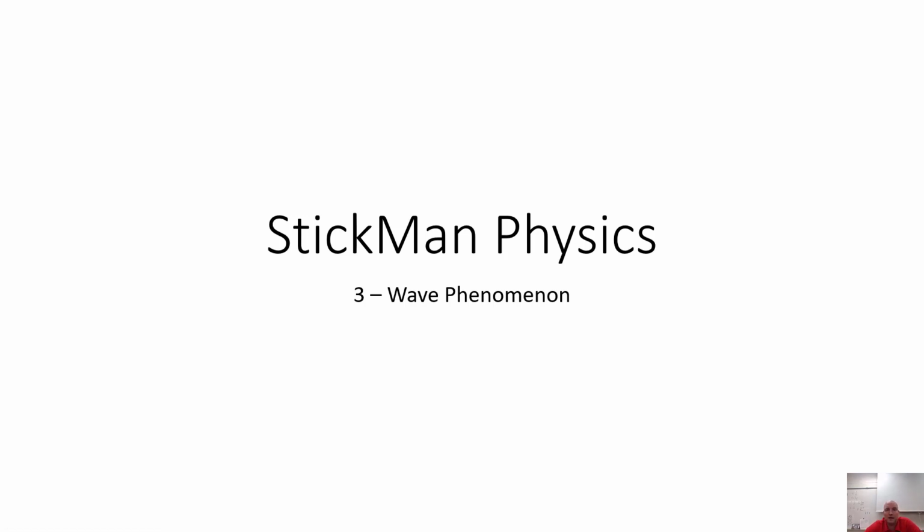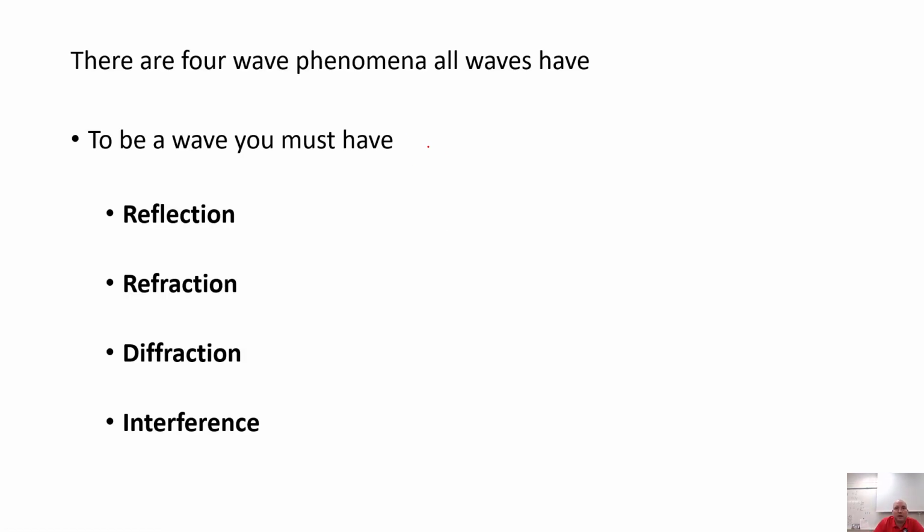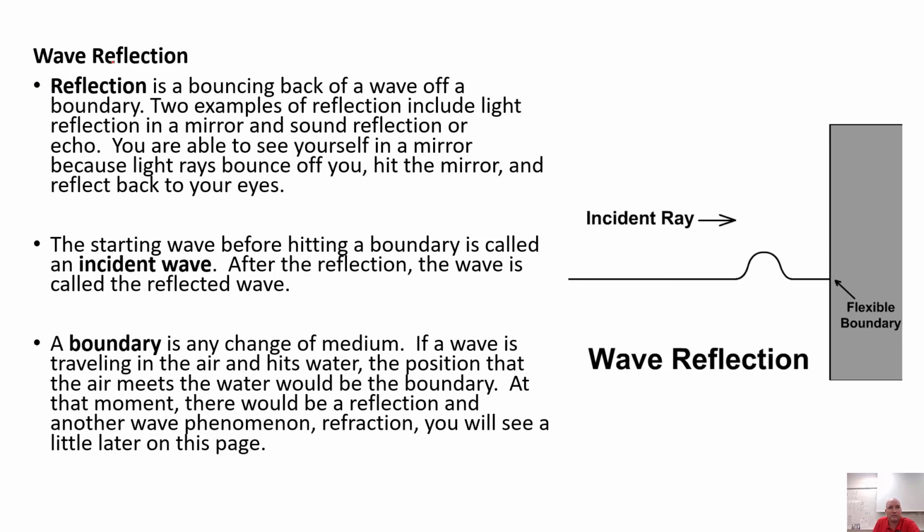On wave phenomena. We're going to look at 4 wave phenomena that all waves have. So if something is a wave, it must have reflection, refraction, diffraction, and interference. And the goal today is for you to know what all of these things are. And we're going to start off with wave reflection.